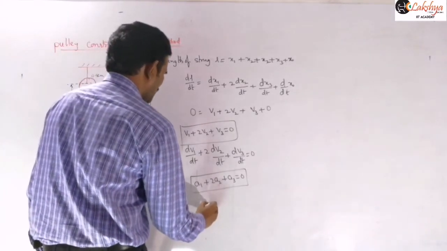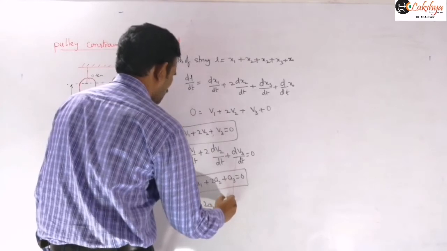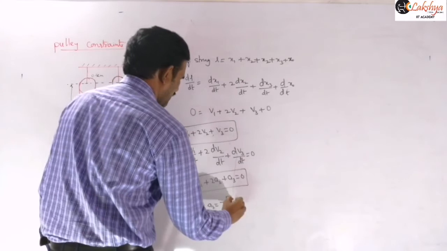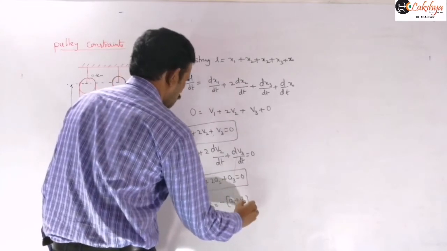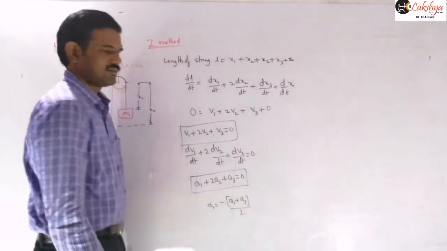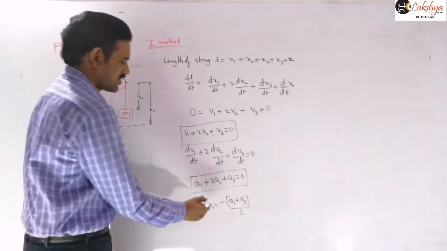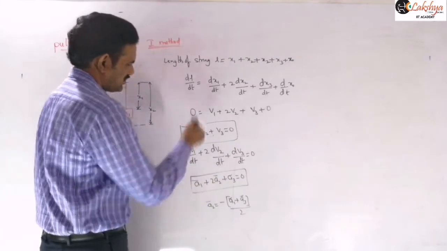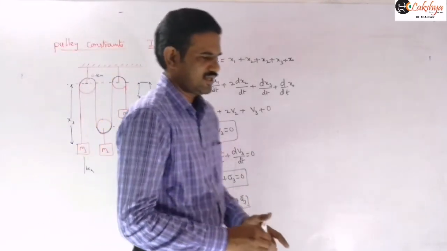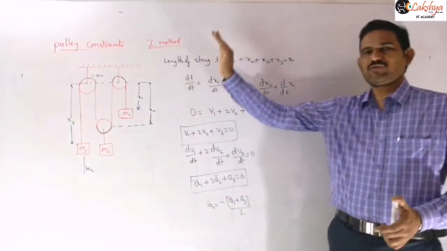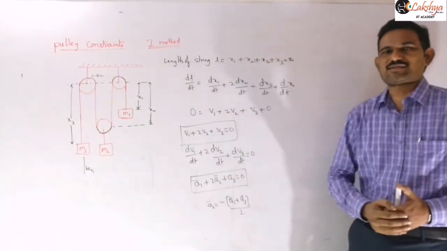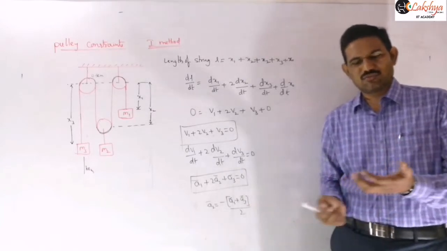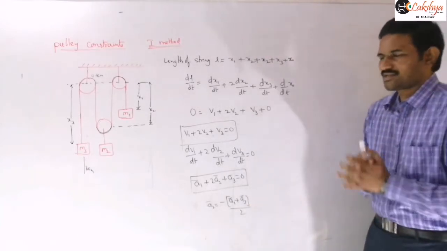Or we can write this as 2a2 is equal to minus of a1 plus a3, or a2 is equal to minus of a1 plus a3 by 2. Is it clear? So that is our vector relation. You need to note that this is our vector relation here. Whenever you follow this procedure to write the constraint relation, you will get this vector relation only, whether you consider velocity or acceleration.